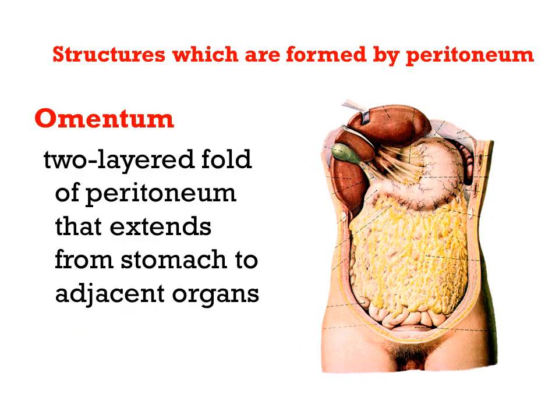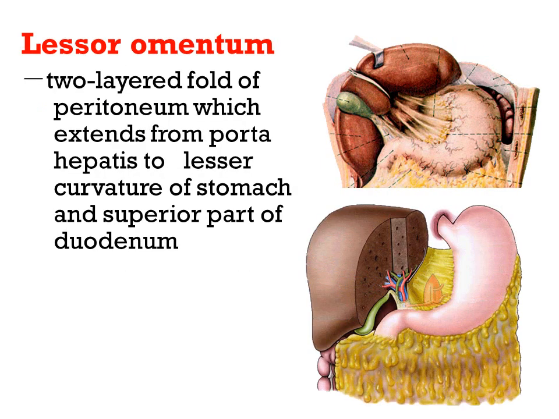The structures which are formed by peritoneum: we have the omentum, a two-layer fold of peritoneum extending from the stomach to the adjacent organs. The lesser omentum is a two-layer fold of peritoneum extending from the porta hepatis to the lesser curvature of the stomach and the superior part of the duodenum.